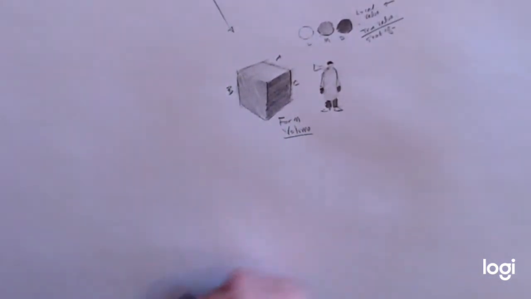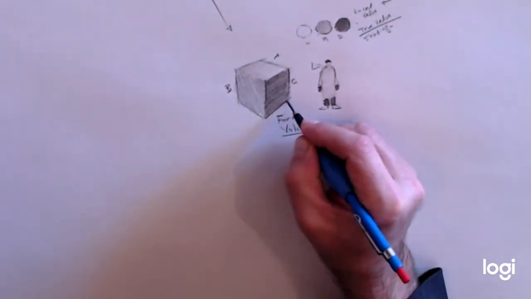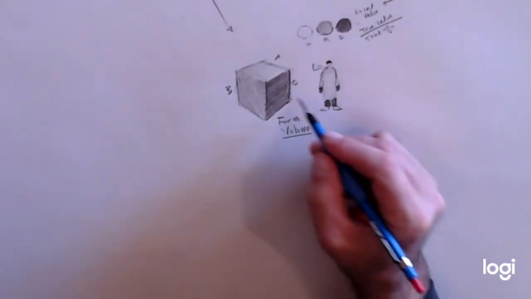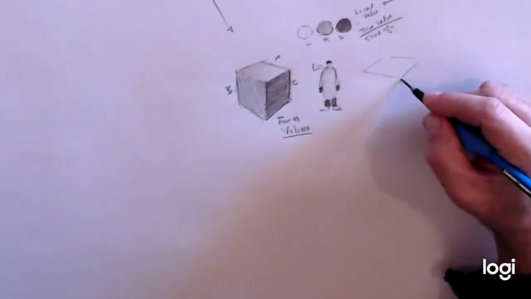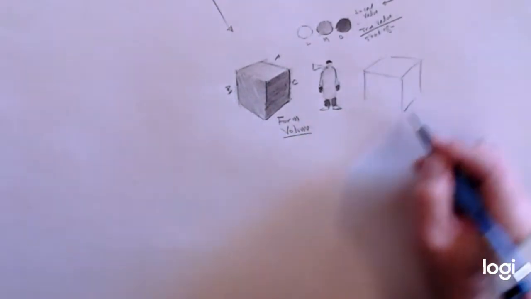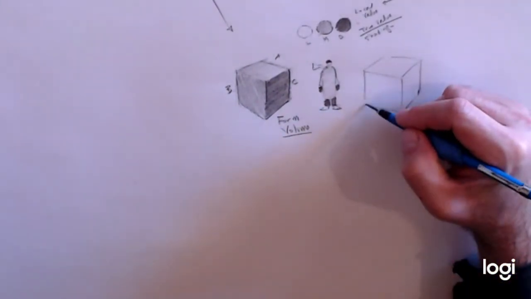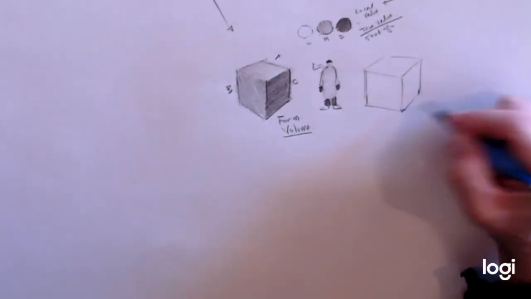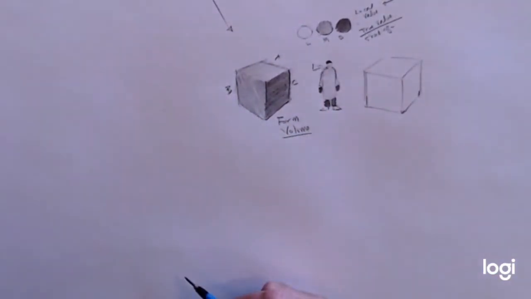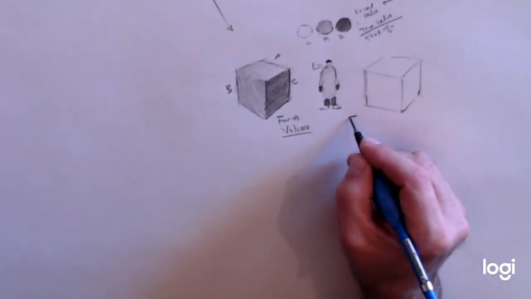So form and volume are technical terms that you're going to run into in art all the time. So let's say that we have a cube, but this cube has a light value. So in order to shade this cube, how do we start to determine how dark or light to make the values? And here's a way.